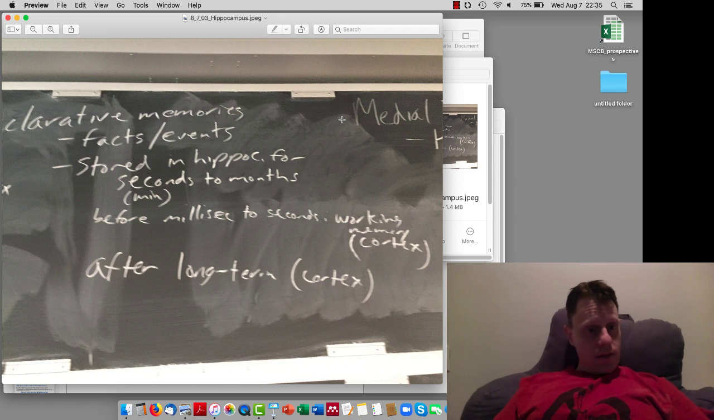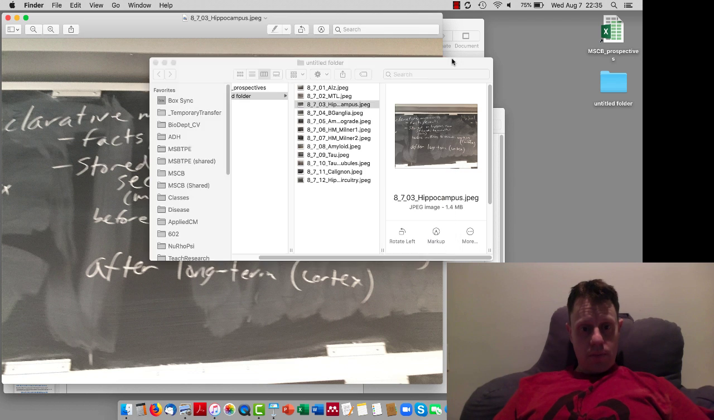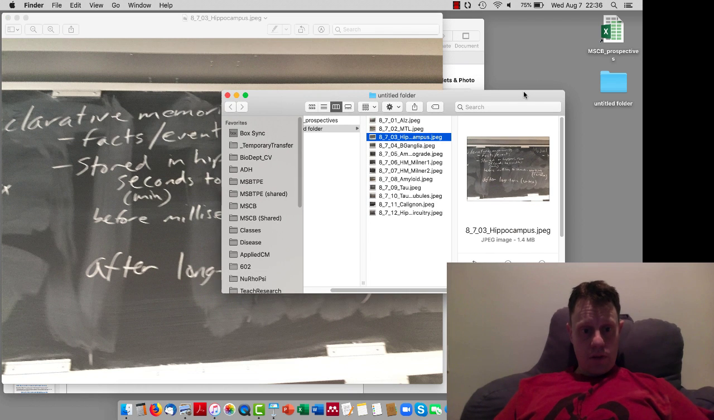Today, on the 7th, we talked about declarative memories, the facts and events, and how these are stored in the hippocampus for a period of a few months. And then longer-term storage is in the cortex.